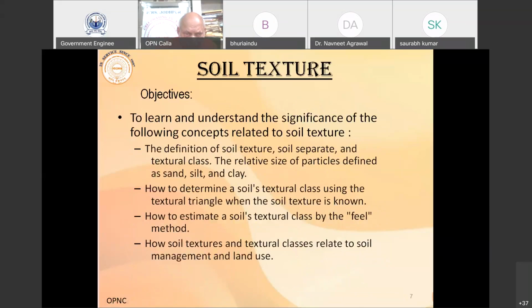Then in the soil texture, we want to learn about the soil texture. That means we can separate the soil using texture class. The texture has 3 components: the soil will have sand, silt, and clay. I'll show you a little more detail in the next slides. Now we want to find out from the soil what sort of class it is, using the textural triangle, which I'll show you in a few minutes. Using the triangle, we are able to get what kind of soil it is.